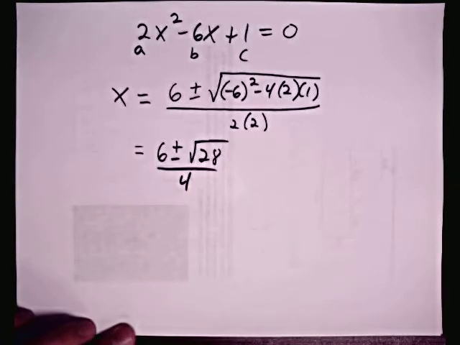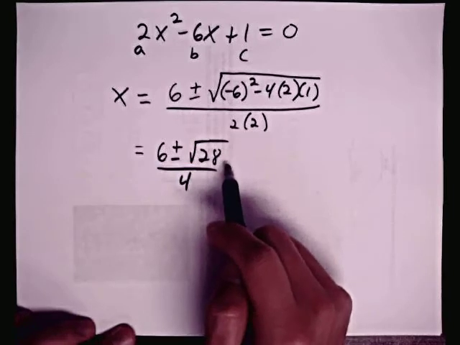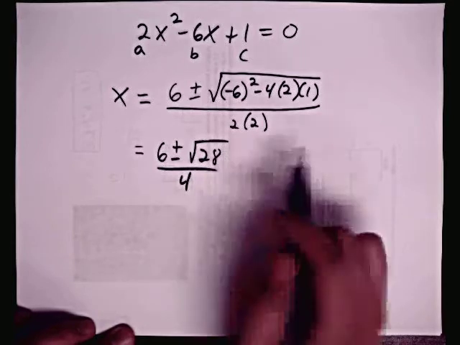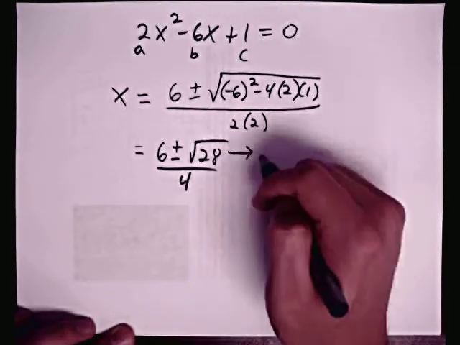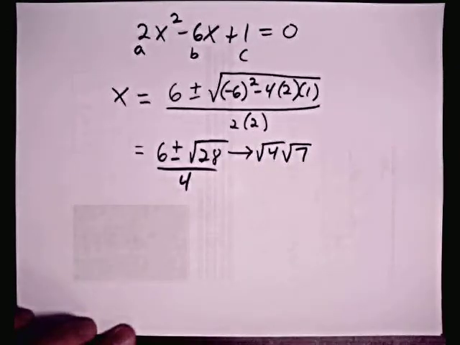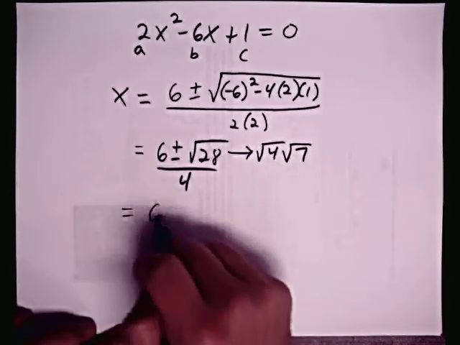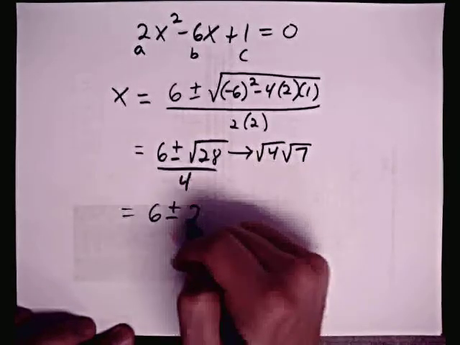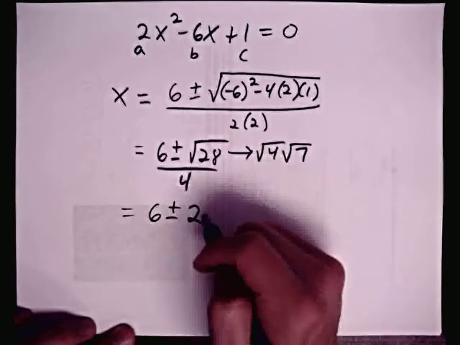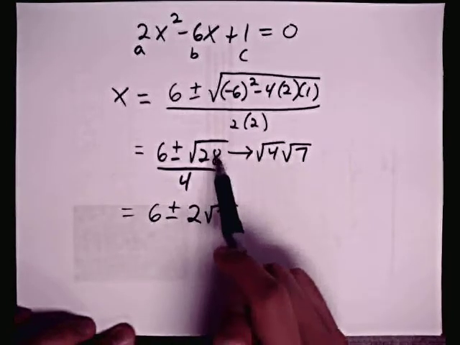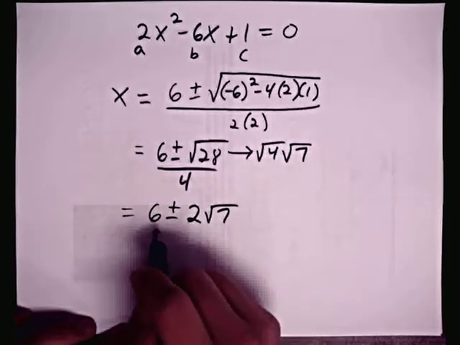Next you want to see if your square root simplifies. 28 is not a perfect square, so you next want to see, does it have any perfect square factors? 4 times 7 is 28. So what we want to do is think of the square root of 28 as the square root of 4 times the square root of 7. If we think about it like that, then we have 6 plus and minus the square root of 4, which is 2. The square root of 7 is a never-ending decimal because it's not a perfect square and it doesn't simplify. So I can simplify the square root of 28 to 2 square root 7 all over 4.